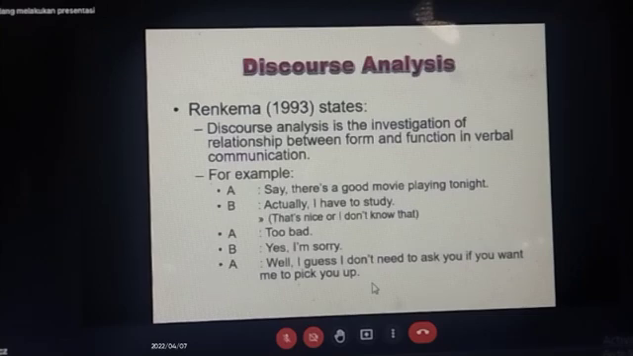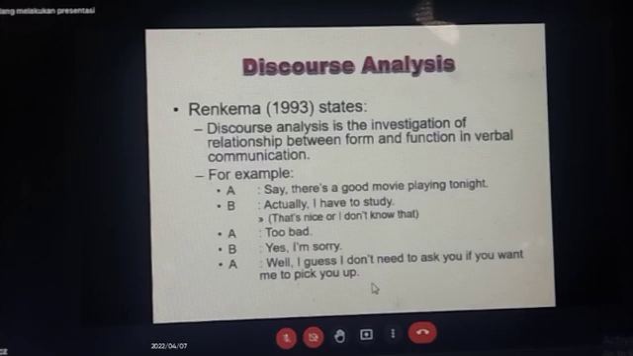B refused the invitation by saying I have to study. By saying that, A must interpret what B means, what is in the mind of B. If you understand this conversation with a literal meaning, there is a good movie playing tonight and actually I have to study. There is no relation. If it were only information, B would answer, nice, or I don't know, oh, wonderful.